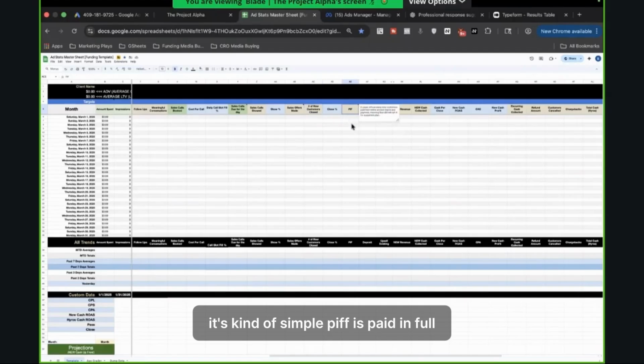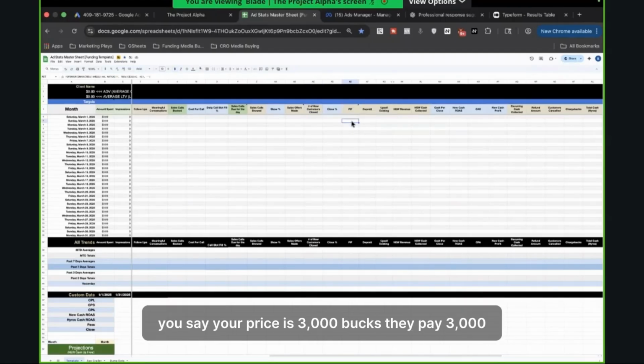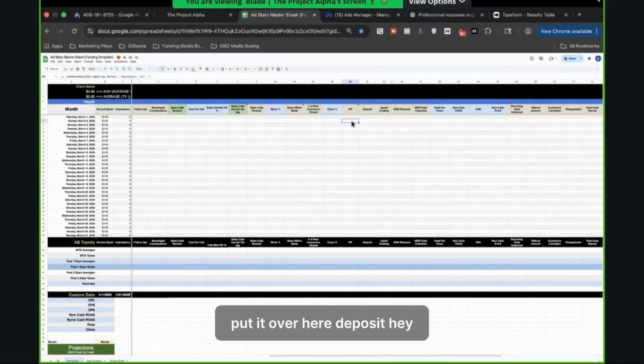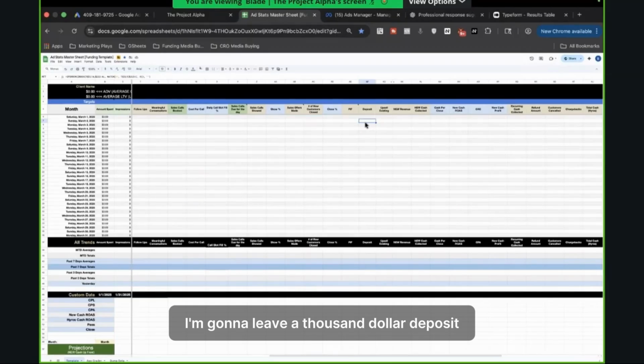PIF is paid in full. So people paid, you say your price is 3,000 bucks. They pay 3,000, put it over here. Deposit, hey, I'm gonna leave a $1,000 deposit out of that $3,000. At least I leave a deposit.